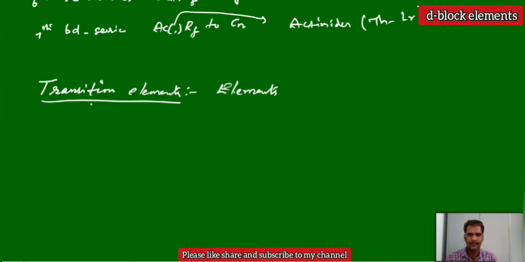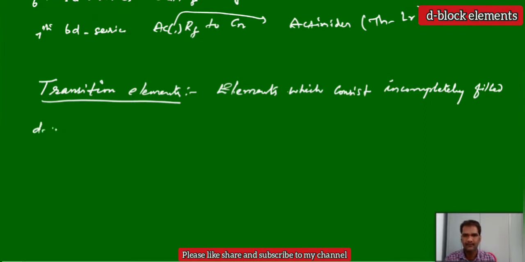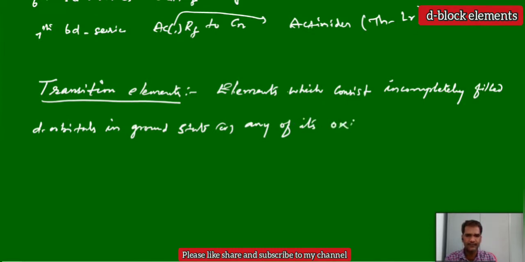Elements which consist of incompletely filled d orbitals in the ground state or in any of its oxidation states. Means the configuration should be like this.